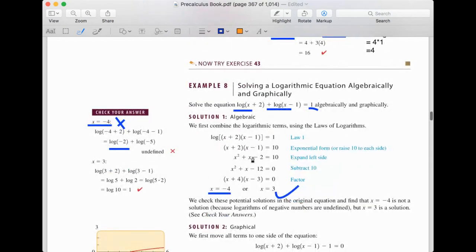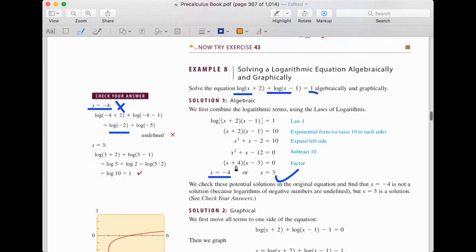Then we move 10 to the left-hand side, or we subtract 10 on both sides. We get x squared plus x minus 12 equals 0. Now for minus 12, we can split. This we can factor into x plus 4 times x minus 3, because 4 plus negative 3 gives us positive 1, and 4 times negative 3 gives us negative 12. Then we use the zero property. x plus 4 can be 0, that gives us one solution, x equals negative 4. And x minus 3 can be 0, that gives us another solution, x equals 3.